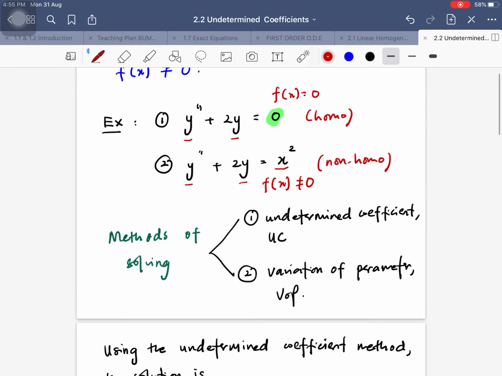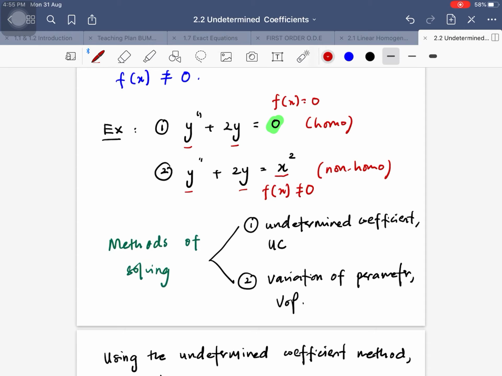And as I have mentioned previously, there are two methods of solving non-homogeneous equations. First is called the undetermined coefficient method, or I can call it UC as a shorter name. And the other method is called variation of parameter, which is called VOP. So what is the difference between both of them? I'll explain this in a bit.